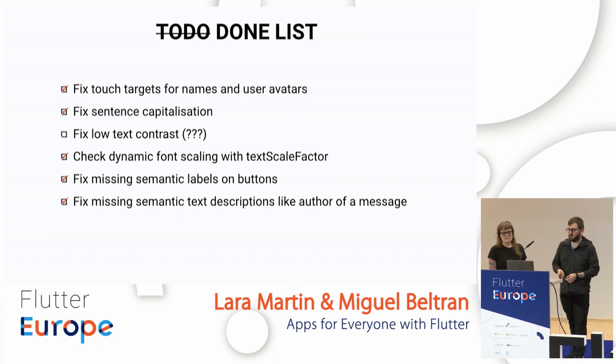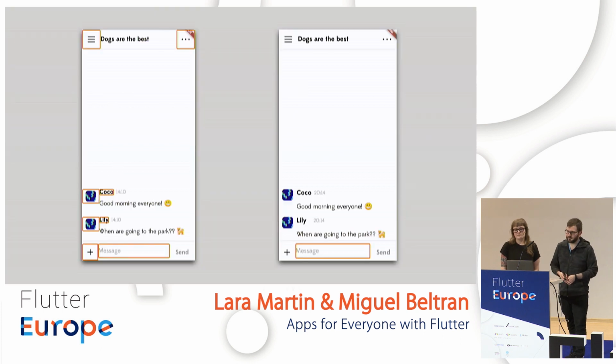We checked the dynamic font scaling and saw that RichText widgets do not support it by default, so we added the textScaleFactor value to it. On semantics, we fixed the missing labels on buttons, and we also improved the way the text descriptions are provided within the app. And we added some tests to verify everything. If we run the accessibility scanner again, we see that we got rid of all the warnings except the one for the hint text.